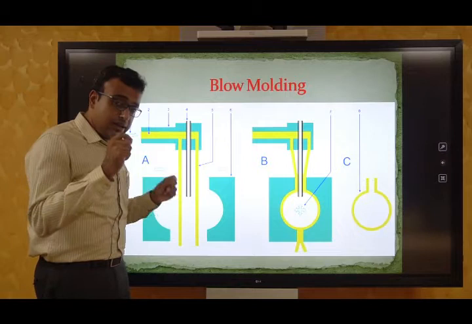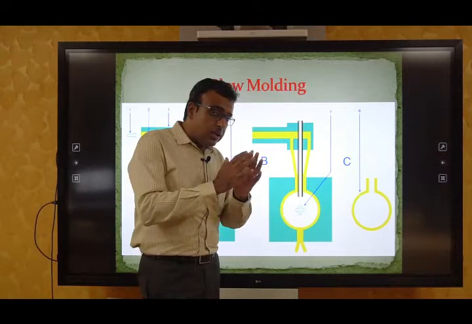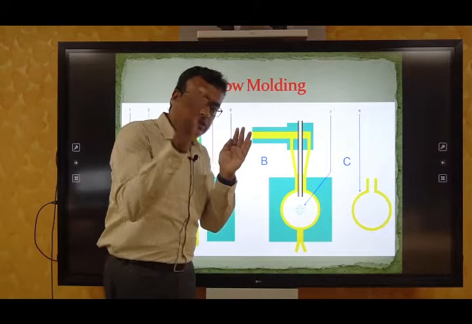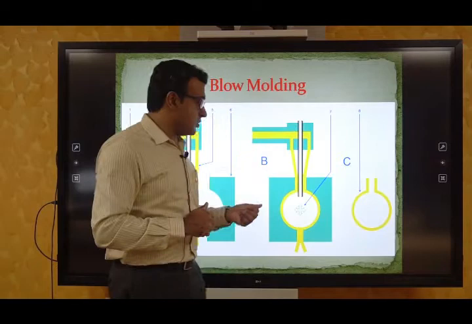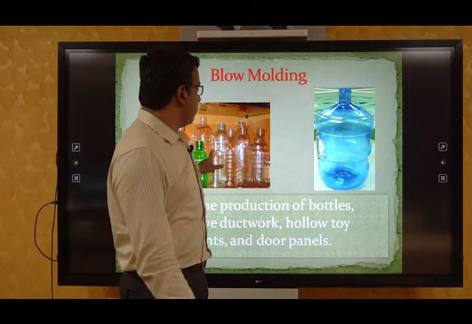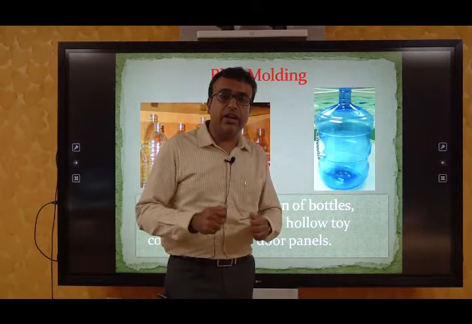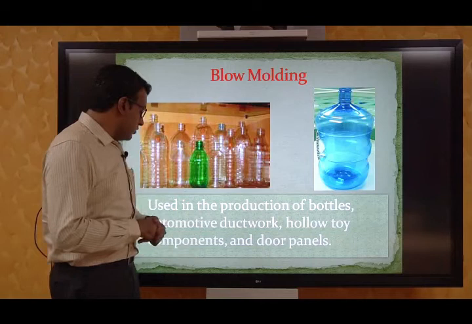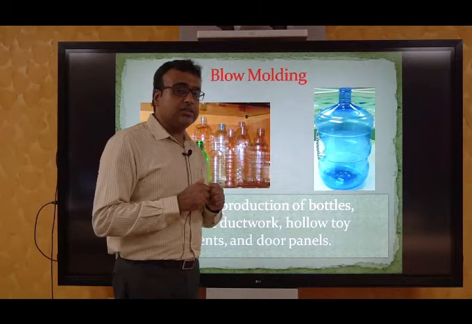Now when we blow it, the material will get into the shape because there is air pushing it to the sides. We have the confining dies, the shape or the boundaries there, so it will stick to that, and what we get at the end is like this. This is called blow molding, and you will be surprised to see that all our plastic bottles, our water cans, everything is actually made by blow molding. It has not only those applications, it is also used for a lot of hollow toys and some automobile parts. All these things are made by blow molding.